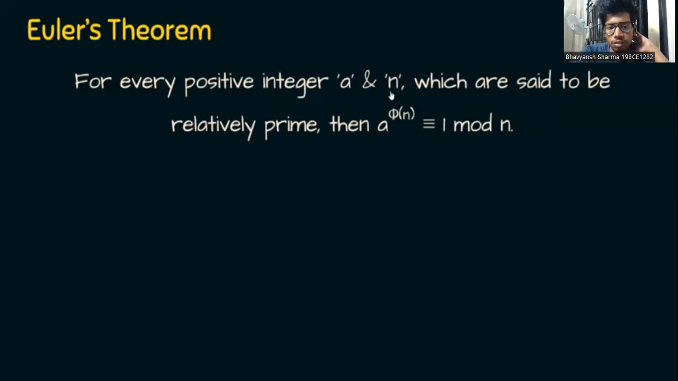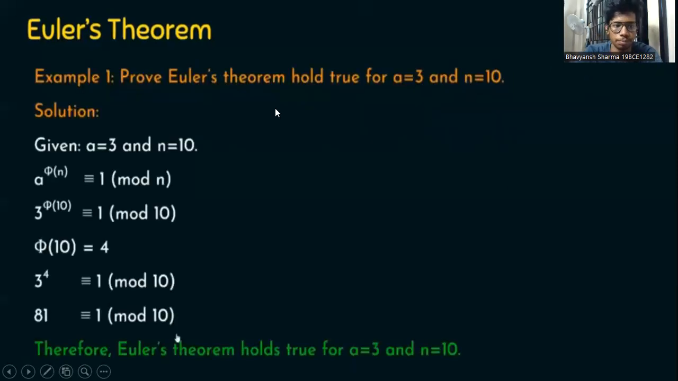The meaning of relatively prime is that the GCD of a and n should be nothing but 1. GCD is greatest common divisor. Then a to the power phi(n), where phi is a constant and we will see how to calculate it, is congruent to 1 mod n. Now let's understand it with an example.